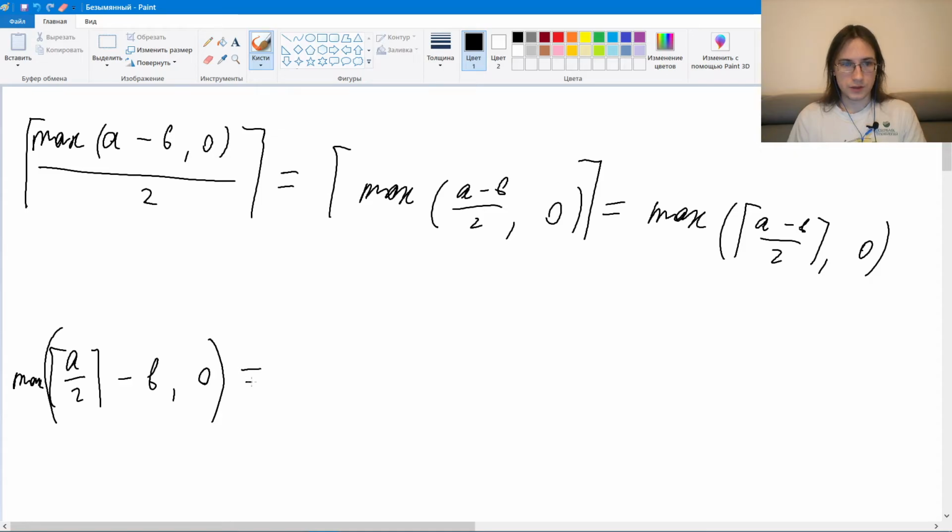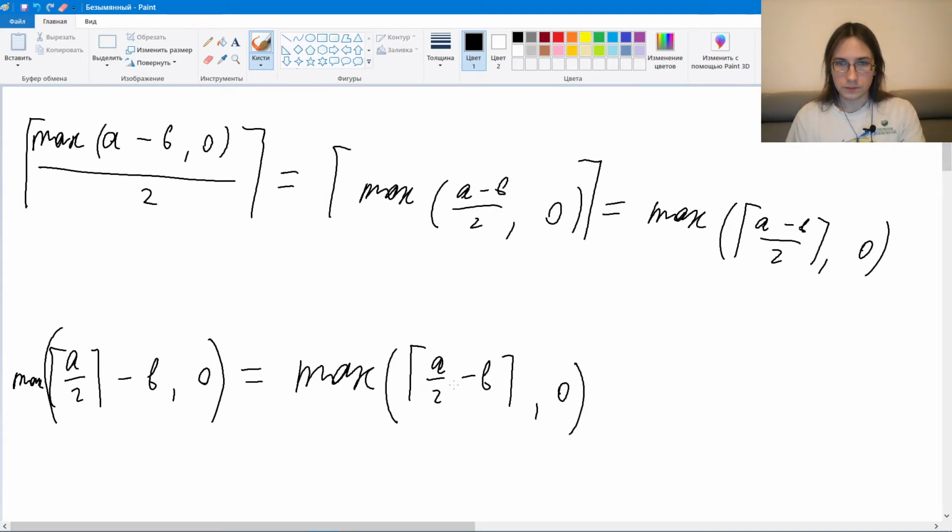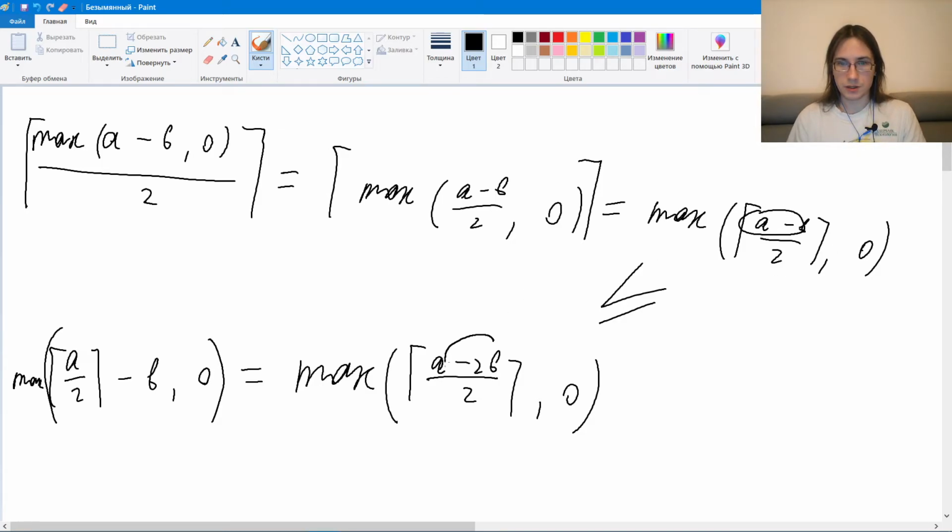And let's also transform this expression. For this expression, we'll just put b under the parenthesis of rounding up, because b is integer. Let's also put b into the numerator. So now it's clear that this is never less, yes? This is always larger or equal, because we take a minus b, and here we take a minus 2b, and then apply a sequence of non-decreasing functions.